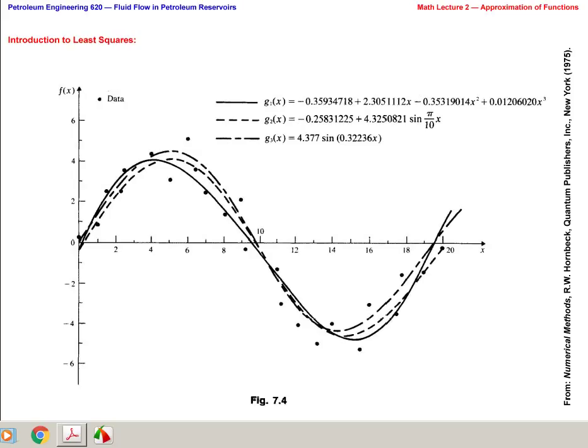Why do you have the bucket on your head? Uh-huh.